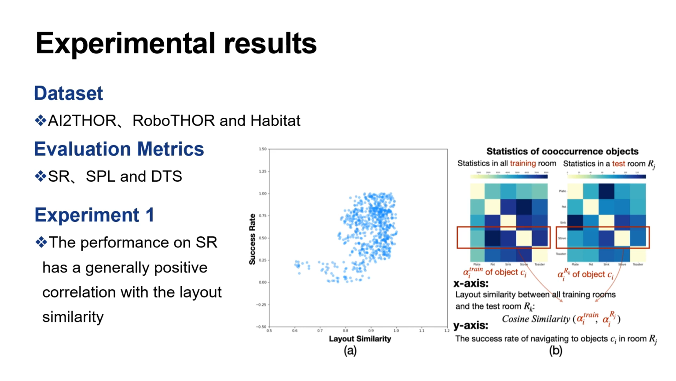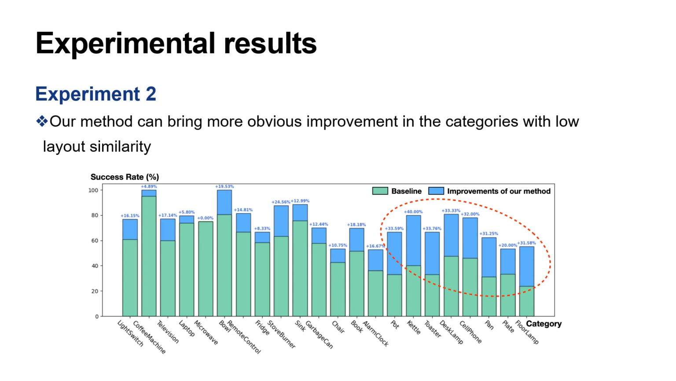Firstly, we visualize the correlation between layout and success rate. The result indicates that the navigation performance on success rate during inference has a generally positive correlation with the layout similarity, which supports our motivation. Besides, our method can bring more obvious improvement in the categories with low layout similarity. We presume that the goals with a larger layout gap are more susceptible to the effects of the experience, thus benefiting more from our debiased method.